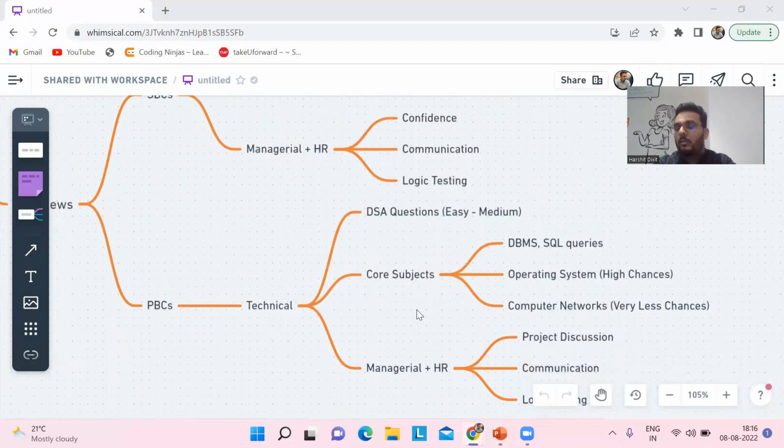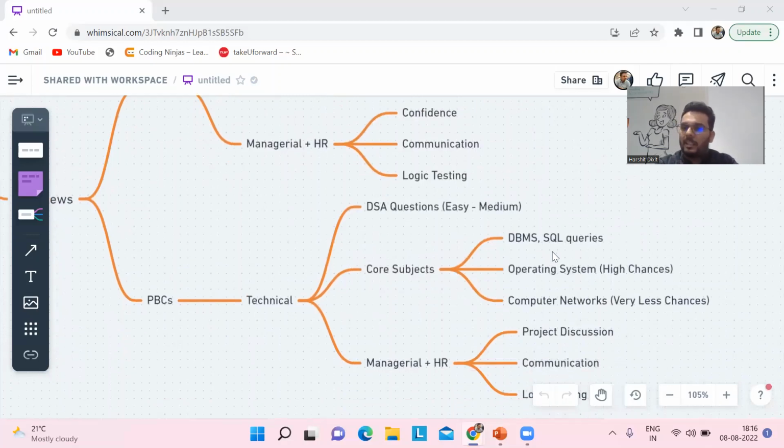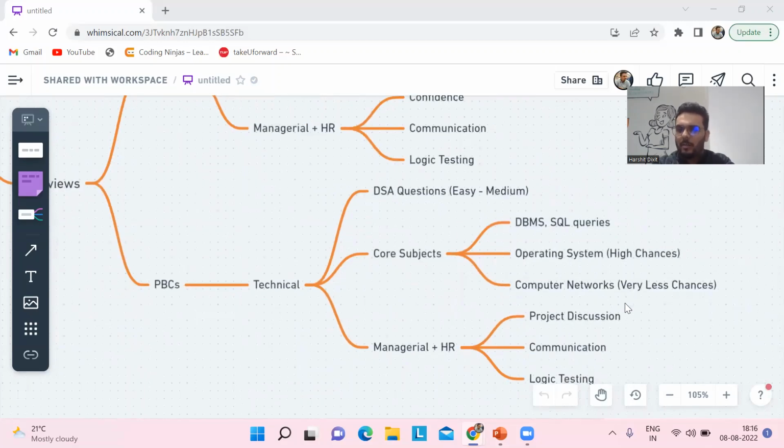And then there will be questions from core subjects. Again, DBMS, SQL, operating systems, and computer networks. I would suggest if you have never studied computer networks, leave it for now, because it's a little complex. I'll not say complex, but if you have never studied it, it will be a little difficult for you.